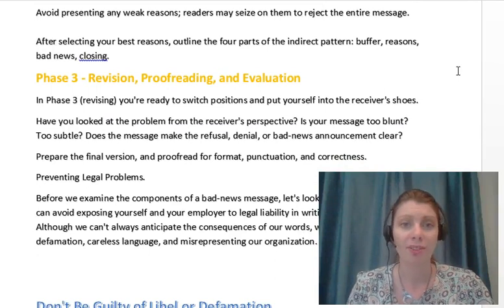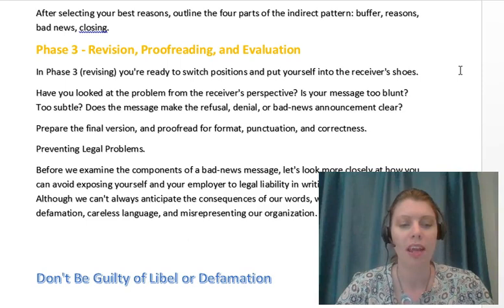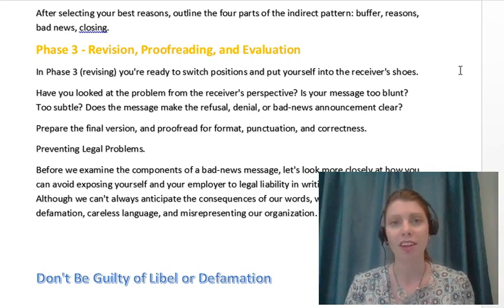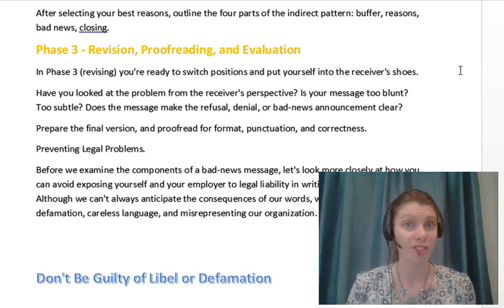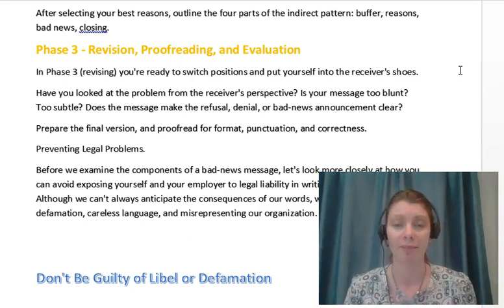And phase 3 is revision, proofreading, and evaluation. So in phase 3, of course, this is where you're revising. You're ready to switch positions and put yourself in the receiver's shoes now. Have you looked at the problem from their perspective? Is your message too blunt? Is it too subtle? Does the message make the refusal or the denial or the bad news announcement clear?